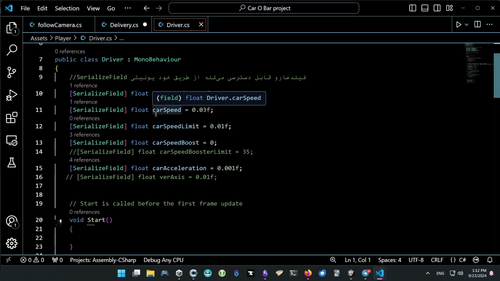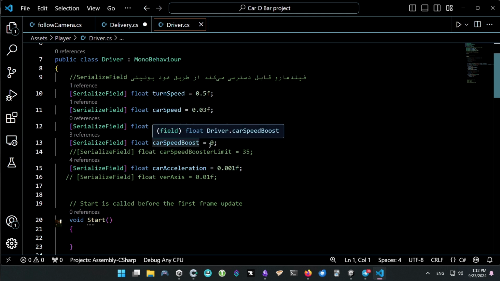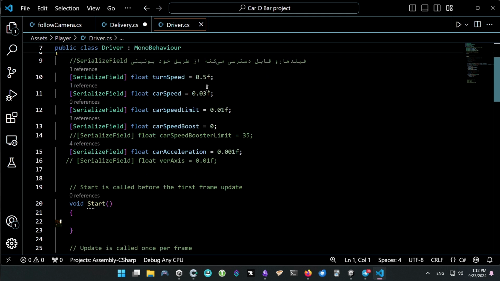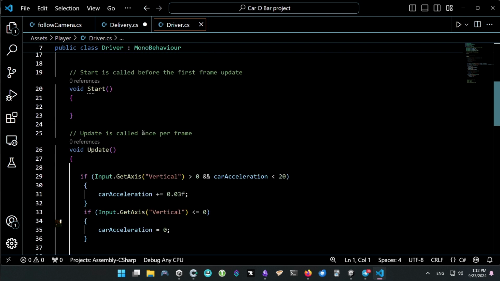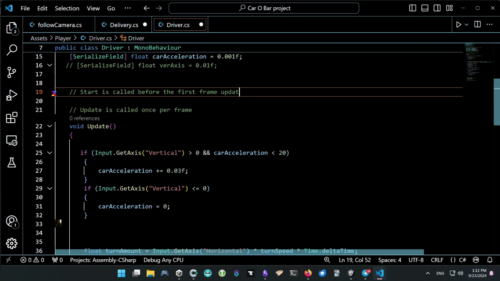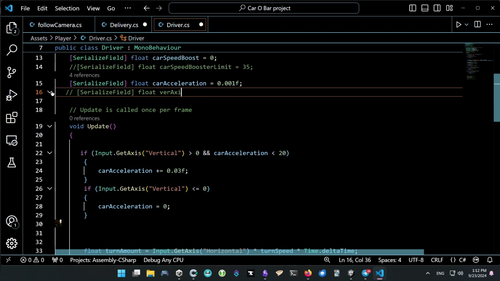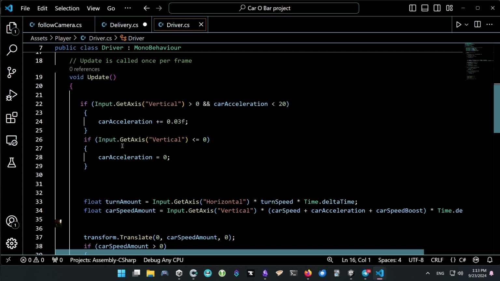If you are familiar with coding, you might understand what I did here, and probably I did it really weird and wrong. This is turn speed, this is car speed, this is car speed limit, car speed boost, and all these numbers are changed in the editor because they are serialized fields. I don't know why I have this. Well, I don't need it. Let's just delete all this stuff.